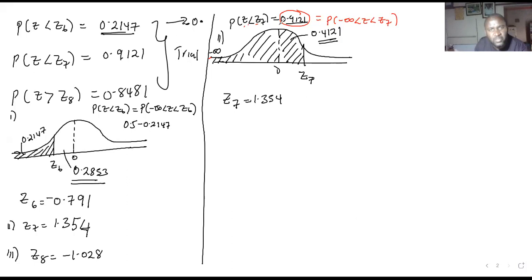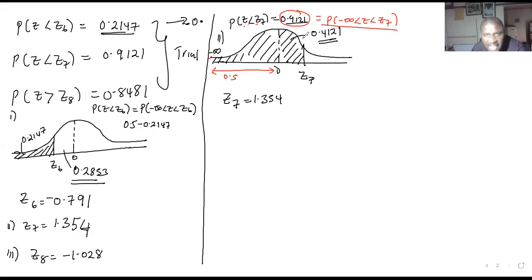Yes, teacher. I'm back because my network is unstable. Aisha, we are reading from negative infinity up to where Z7 is. But as you read from negative infinity up to 0, this probability is 0.5. Do we agree?